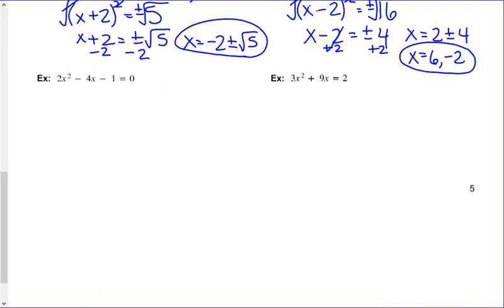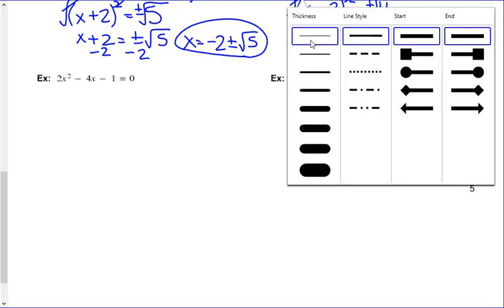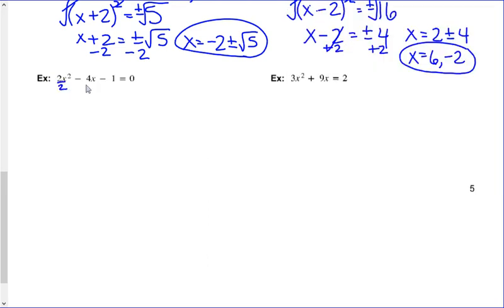So I'm going to start by looking to see if A is equal to 1. Notice this is our first time when A is not equal to 1. So we're going to divide every single term by 2. Now, when I do that, this goes away and leaves me with an x squared minus a 2x.